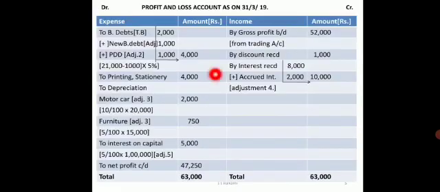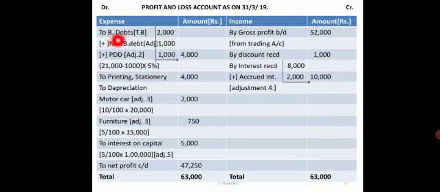So now this slide shows us how to prepare the profit and loss account. Profit and loss account on 31/3. From the trading account, I have brought down my gross profit of 52,000. Now I will enter the other expenses which are not entered in the trading account.